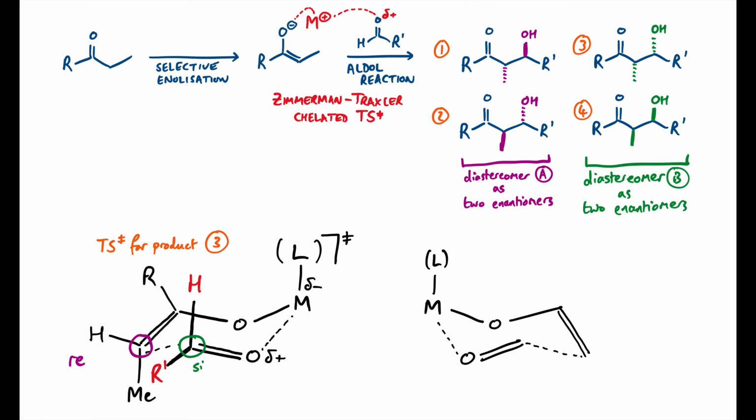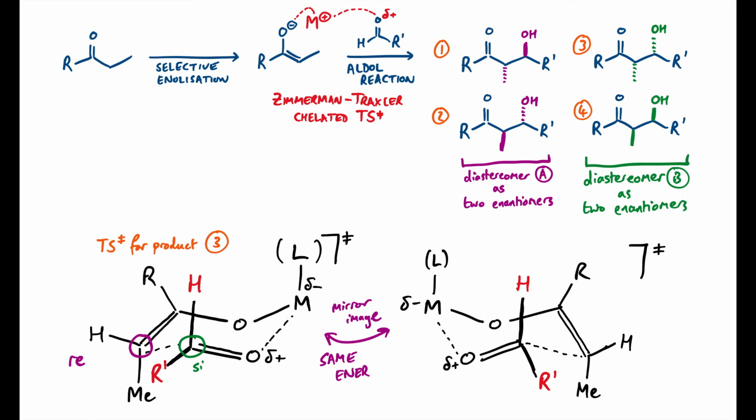Again, we don't have any choice on the enolate geometry and where that R group goes. Making the same choice as we did before, I'd like to put the hydrogen in the pseudoaxial position and the R prime group in the pseudoequatorial position. In terms of clashes and energies, these are exactly the same energy transition state. They're just a mirror image of each other.